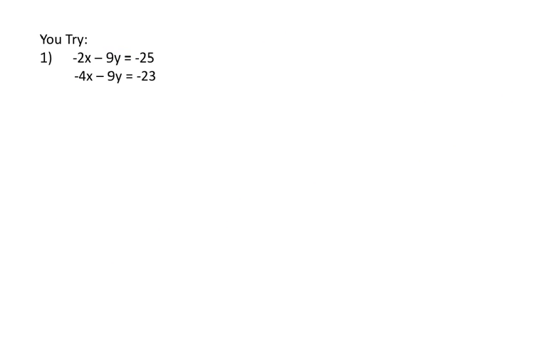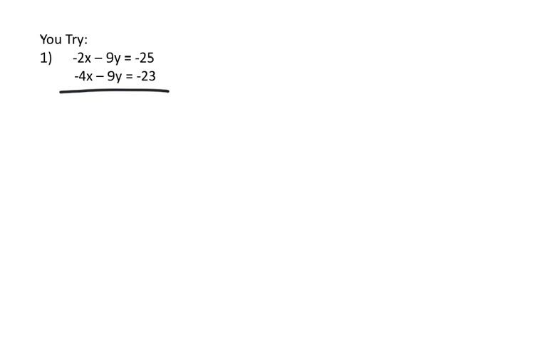Okay, so this is a U-try. So I would pause the video, try it on your own, then come back and watch, see if you get the correct answer. So our system's negative 2x minus 9y equals negative 25, and negative 4x minus 9y equals negative 23. So if I add straight up and down, my x's do not cancel, negative 2 and negative 4. My y's do not cancel because they're both negative 9. So I'm going to have to multiply.